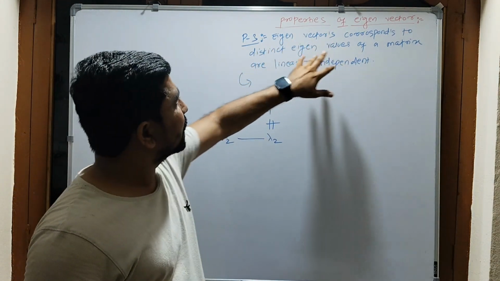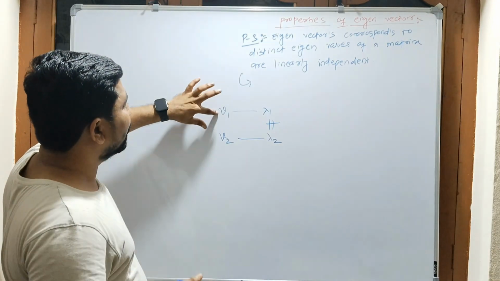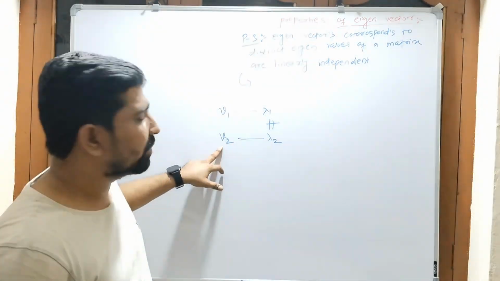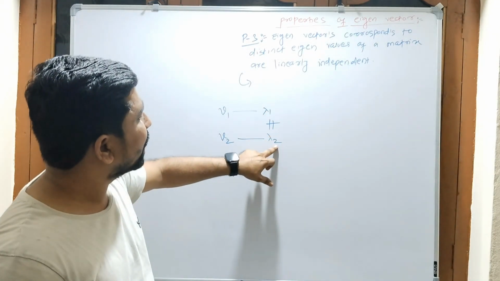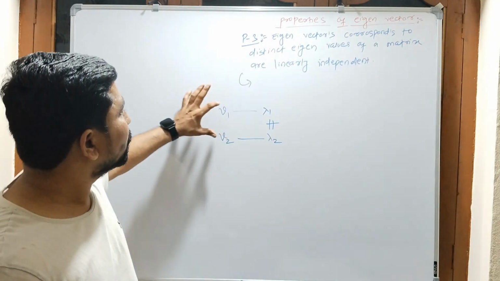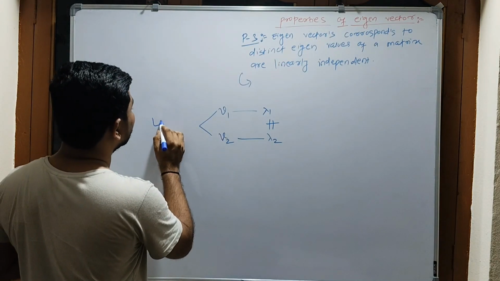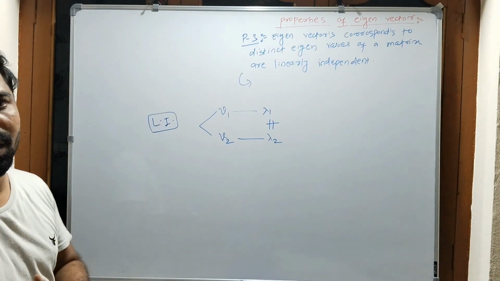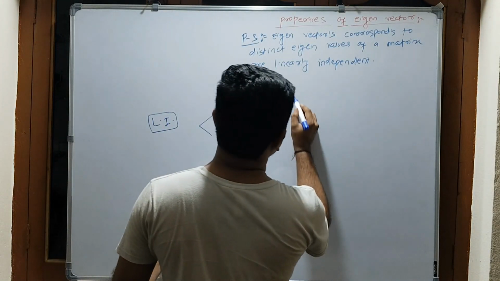So eigenvectors corresponding to the distinct eigenvalues of a matrix A are linearly independent. Here v1 is the eigenvector corresponding to lambda 1, v2 is my second eigenvector corresponding to the eigenvalue lambda 2, and lambda 1 and lambda 2 are distinct. This means they are not the same. I want to show that v1 and v2 are linearly independent. So first we have to know what is meant by linear dependence and independence, so first I will explain the definition quickly.